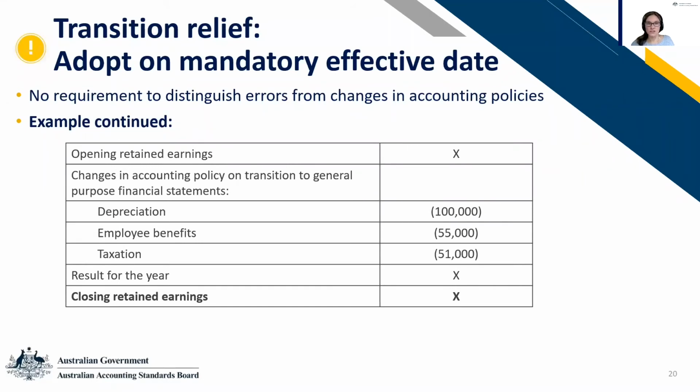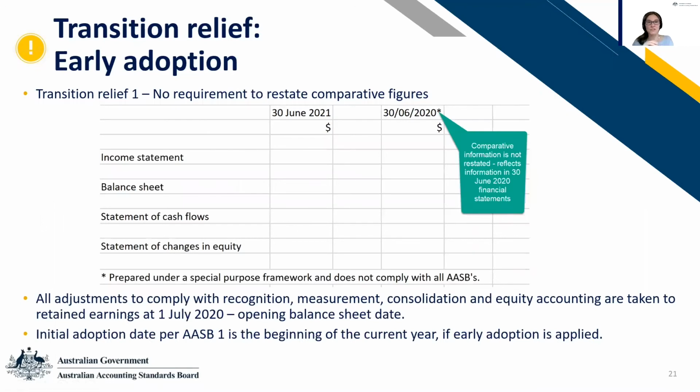It's not changing the fact that you have to adjust it. The adjustment still has to go through. It's purely just changing the disclosure requirements around it to avoid you actually having to work out how much of all your changes are errors and how much of them are changes in accounting policy. So that's where we adopt it on the mandatory date.